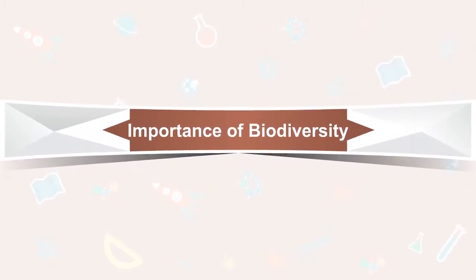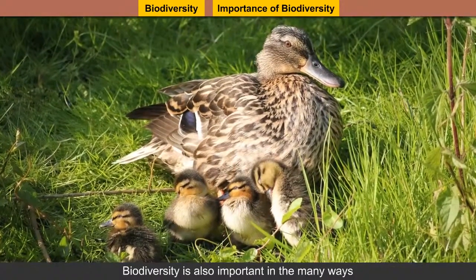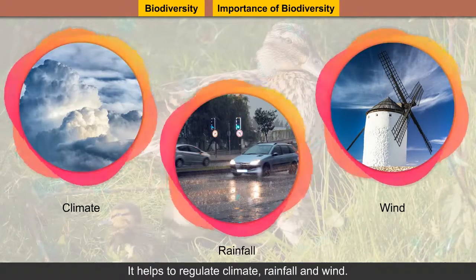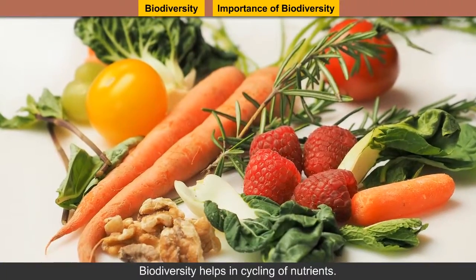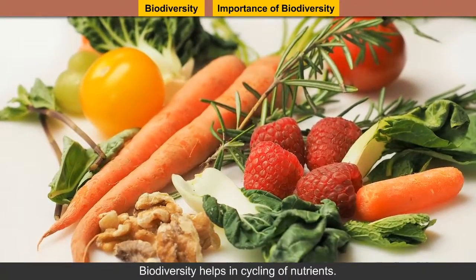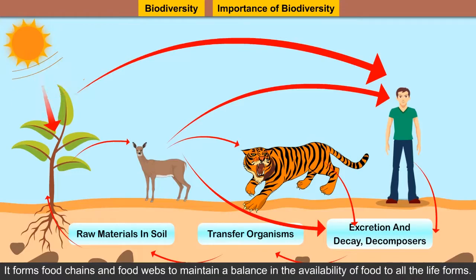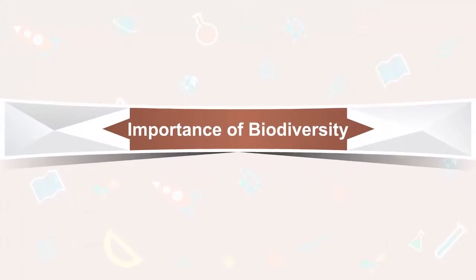Importance of biodiversity. Biodiversity is important in many ways. It helps to regulate climate, rainfall, and wind. It purifies air and water. Biodiversity helps in cycling of nutrients. It helps to preserve soil fertility. It forms food chains and food webs to maintain a balance in the availability of food to all the life forms.